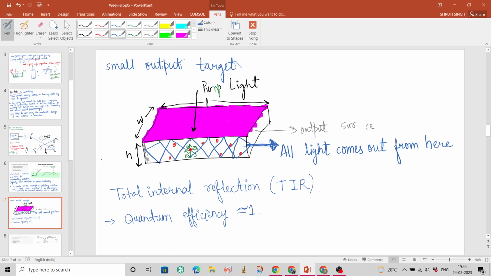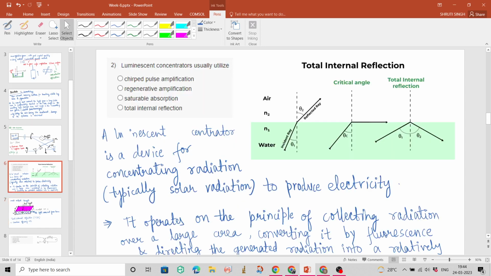So that's how the luminescent concentrator works. To answer this question, the answer will be what the luminescent concentrator usually utilizes. Chirped pulse amplification, no, there is no chirped pulse amplification here. Regenerative amplification, no. Saturable absorption, no. It is using total internal reflection. So this is the answer.